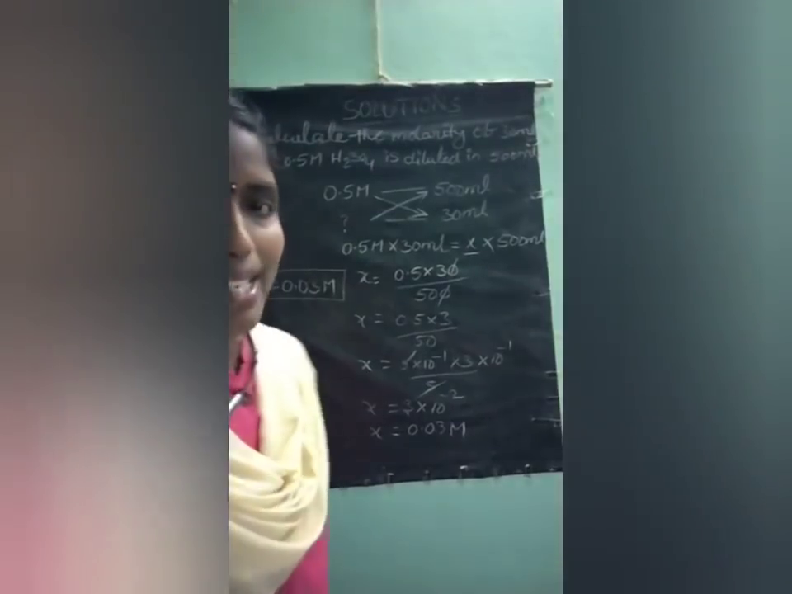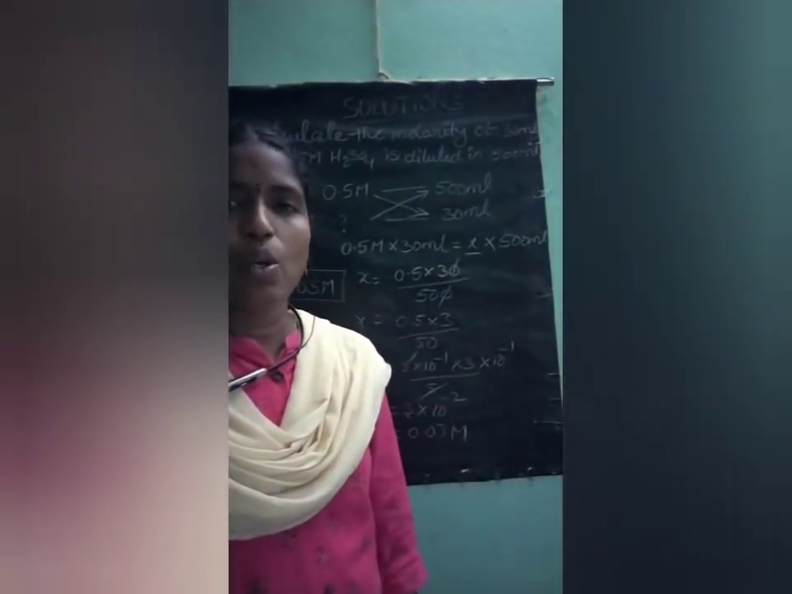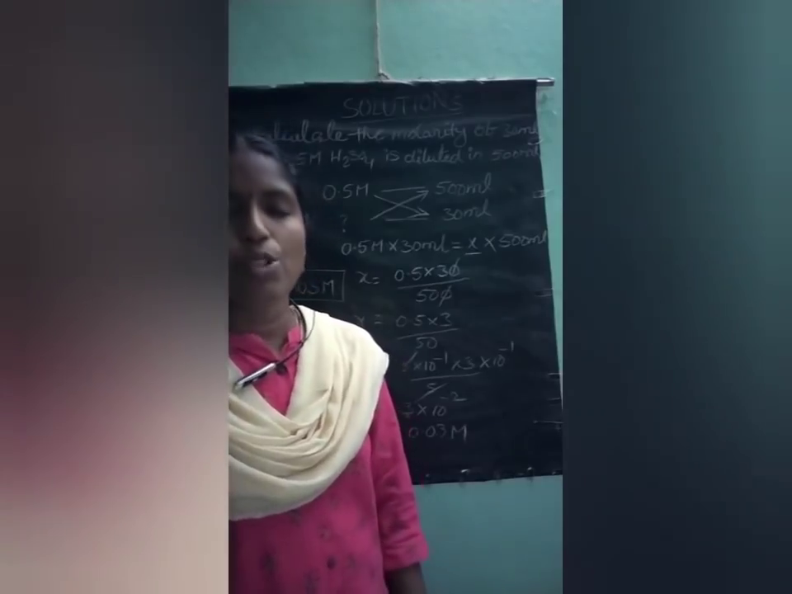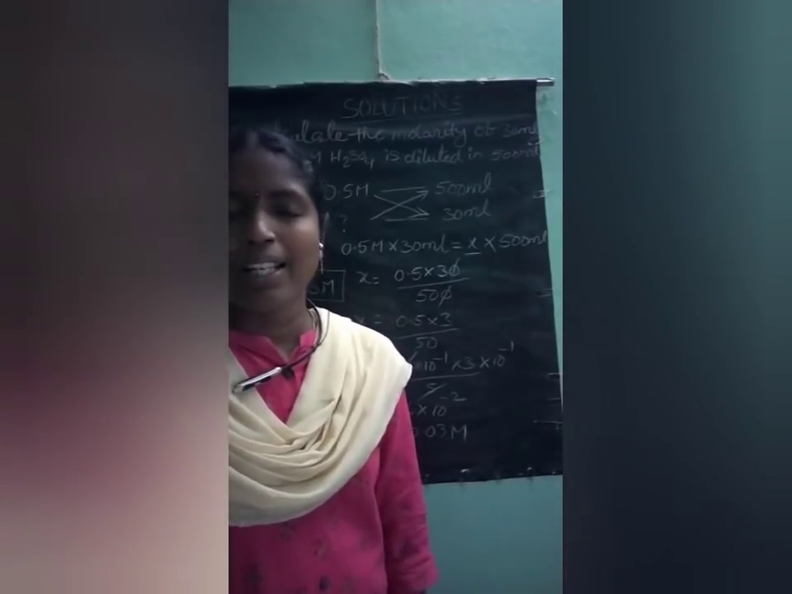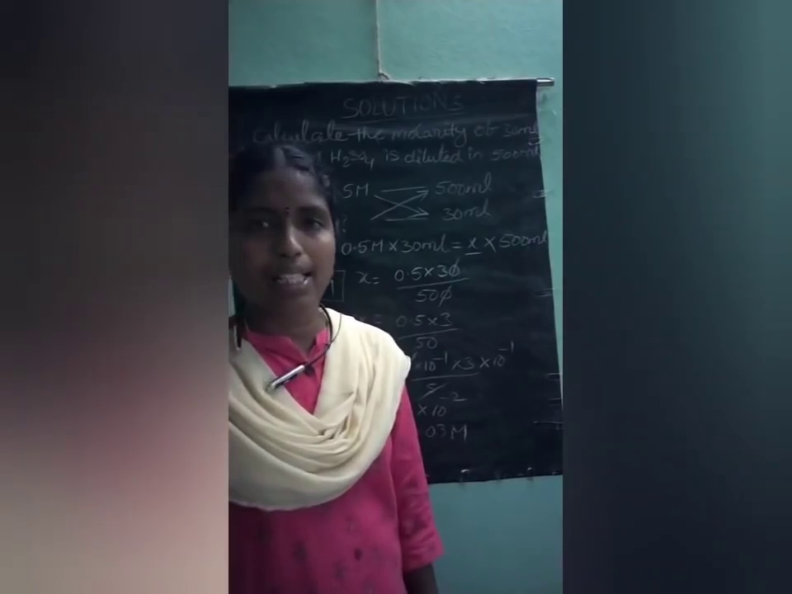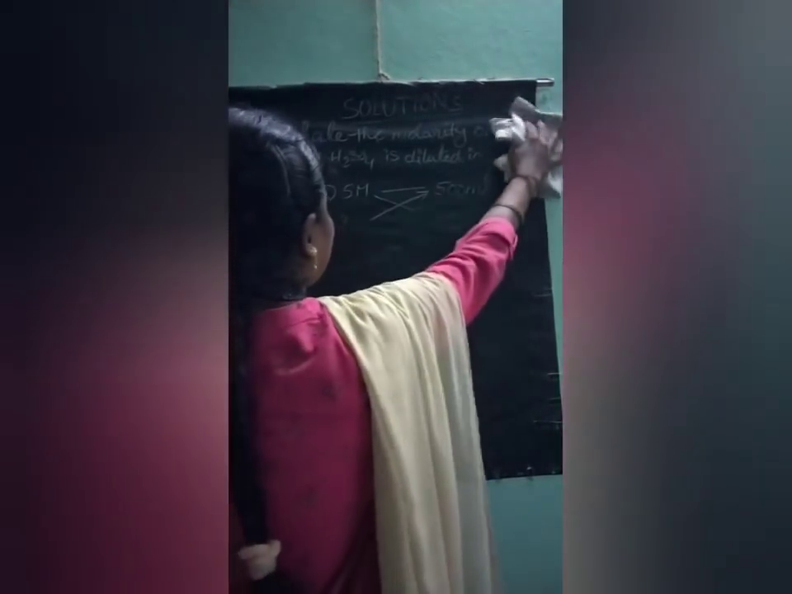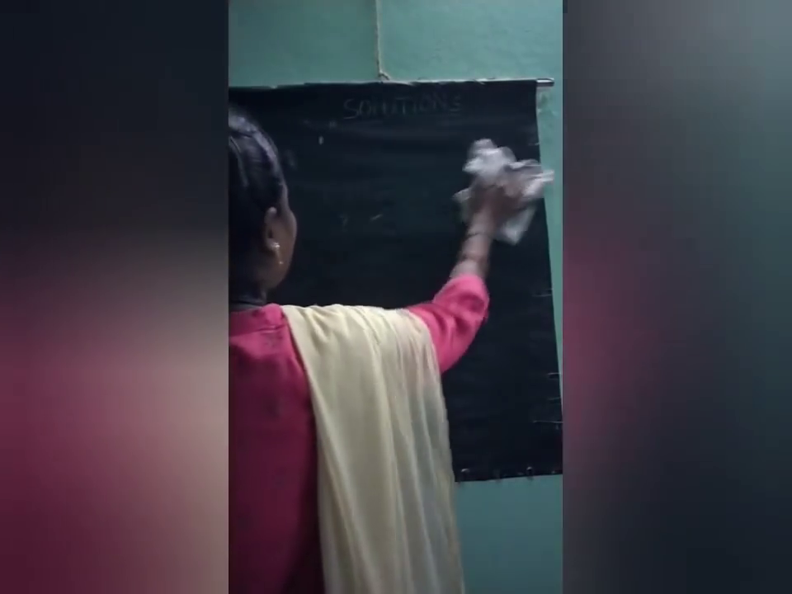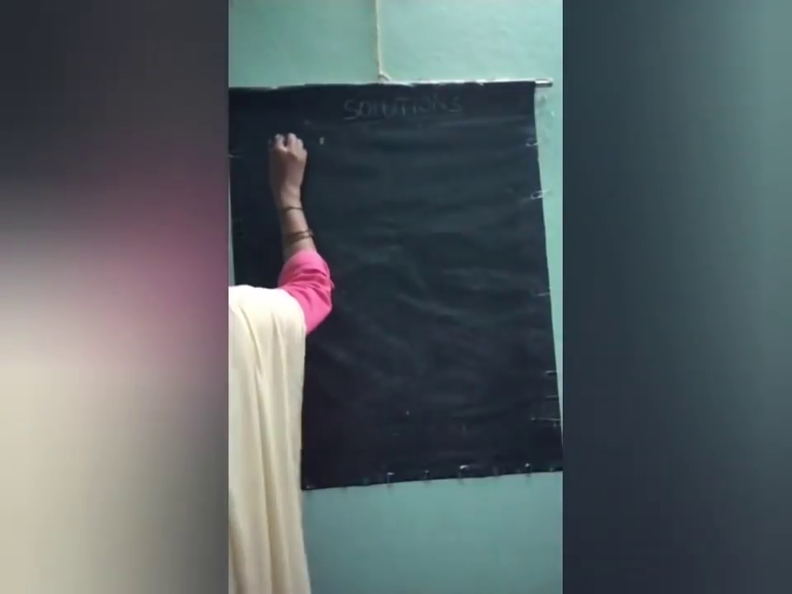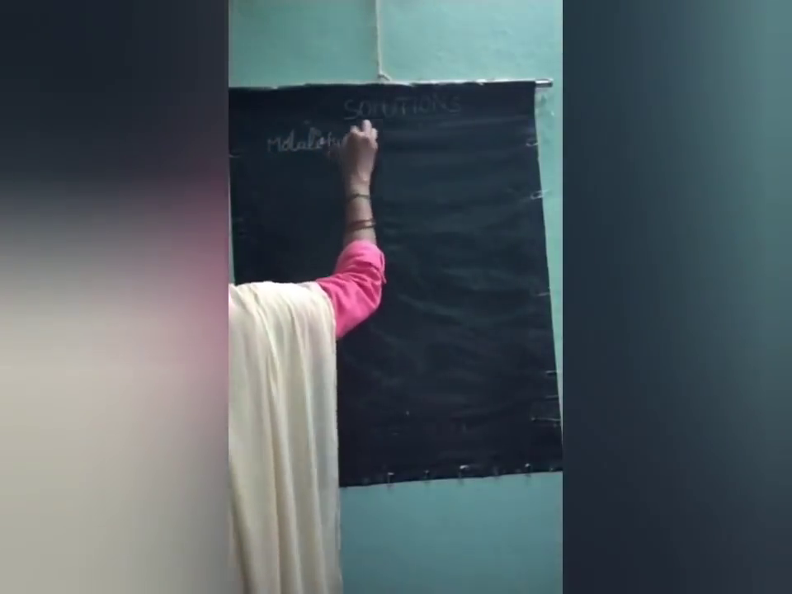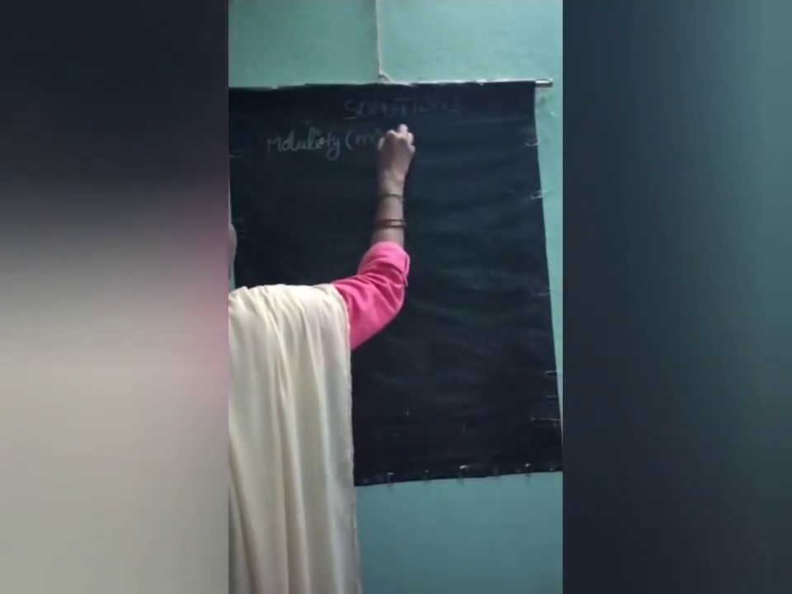Next, the concept is the concentration of the solution. In that, we have already discussed up to molarity, so the molarity concept is over. Next, the concept is molality. It is denoted by the letter small m.